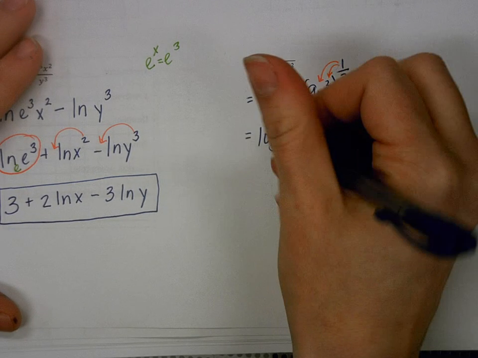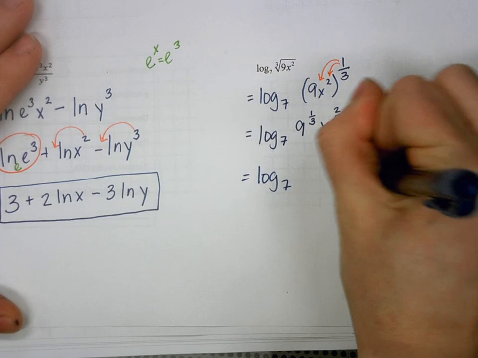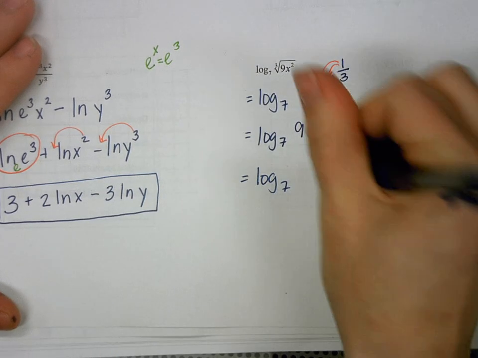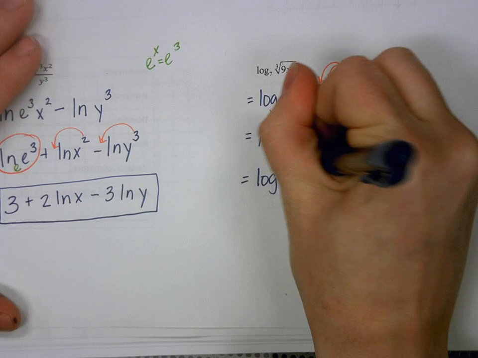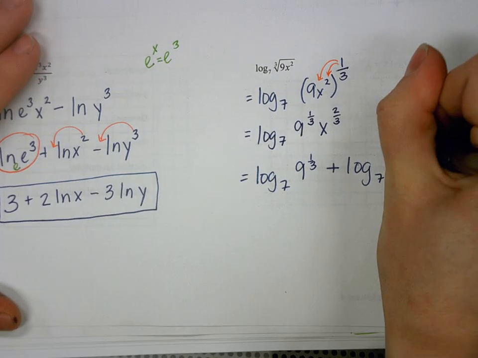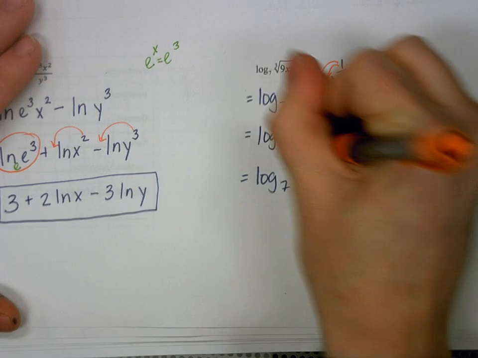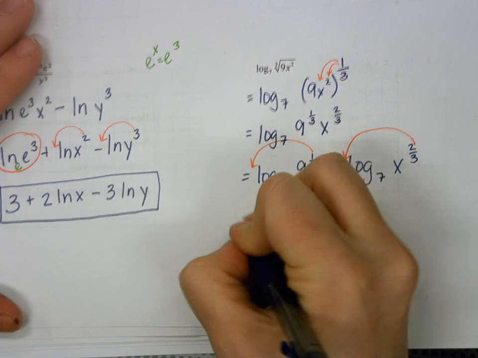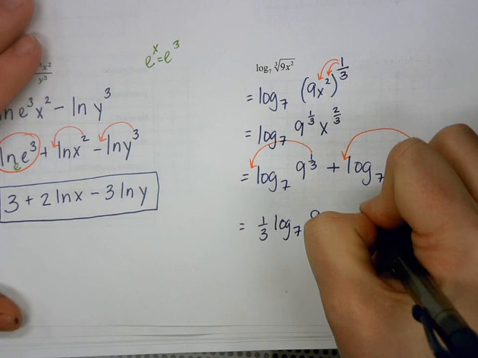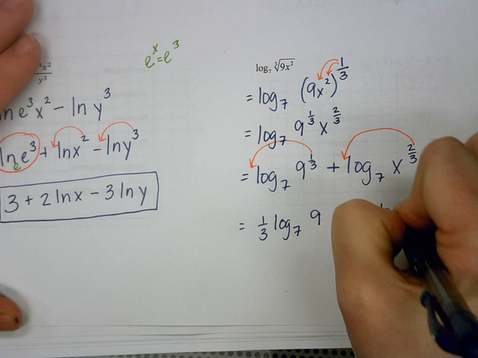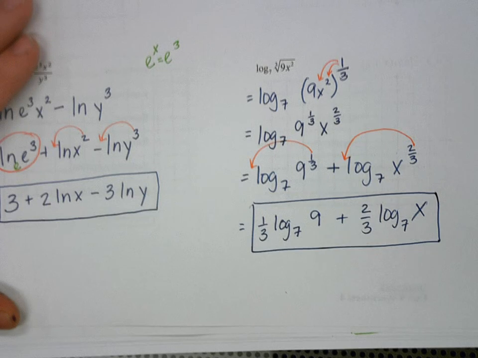So we have multiplication now, so we're going to separate it into 2 log base 7s. What does multiplication change to? When you expand, it changes to addition. And then what do you do with these exponents? Multiply them to the front. So we get 1/3 log base 7 of 9 plus 2/3 log base 7 of x. Okay, go ahead and move to the other side.